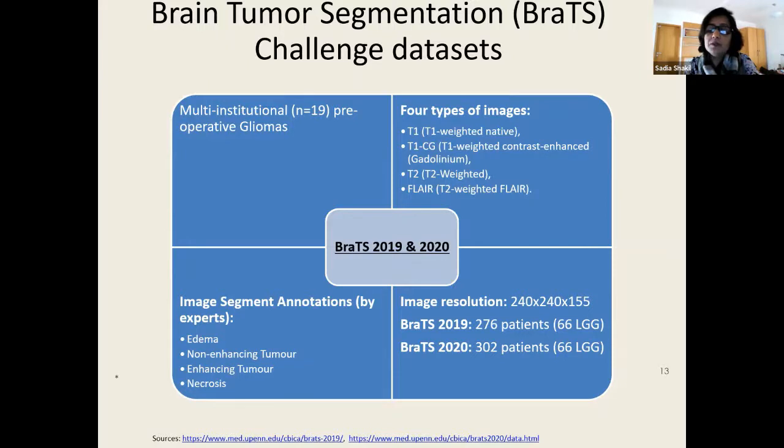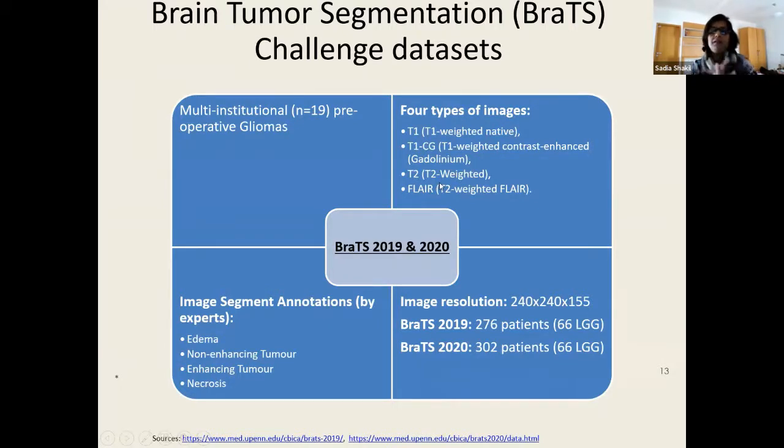The main purpose of this challenge was to segment different parts of the brain tumor. From 2011 till 2022, they have been providing different data, which is collected from different institutions, mostly in the US. All of this data is pre-operative gliomas data. There are 4 types of images that they have provided: T1, T1 weighted, T2, and FLAIR.